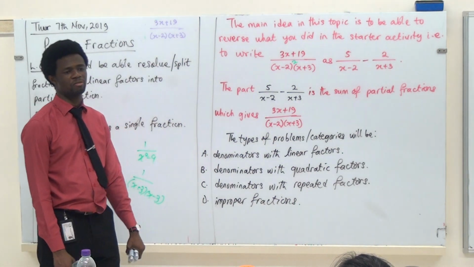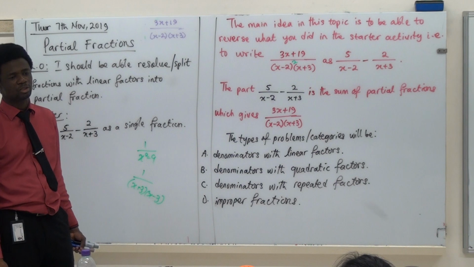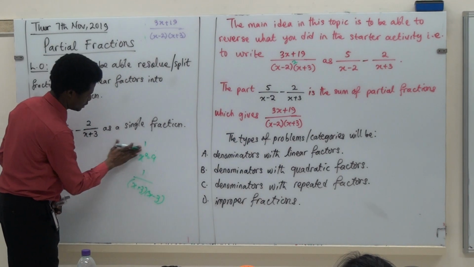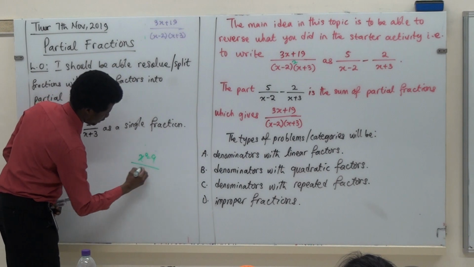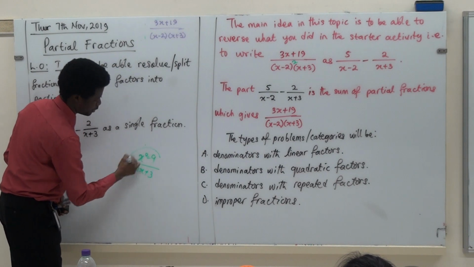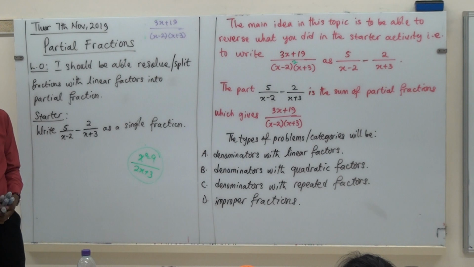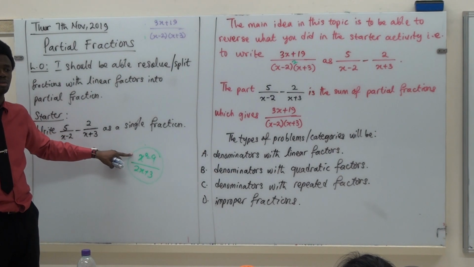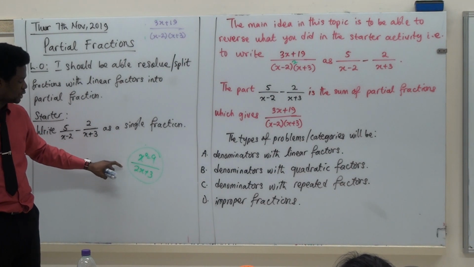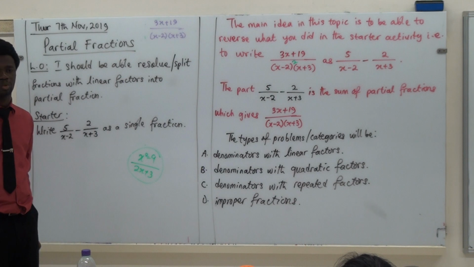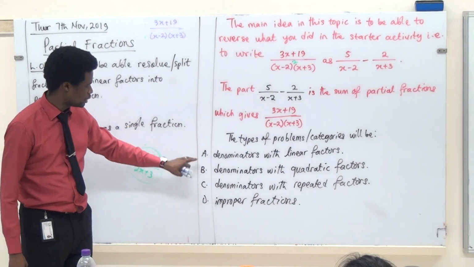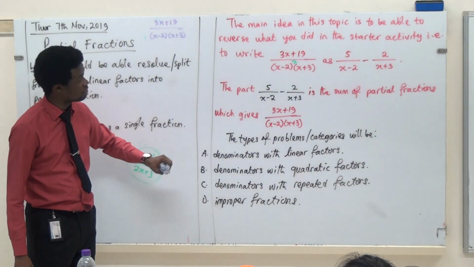Then we'll deal with improper fractions. An improper fraction is when you have quadratic divided by linear, like x squared plus 9 divided by 2x plus 3. This is an improper fraction. Because the degree here is what? What's the degree of x here? And the degree here is? That's what makes it improper. So these are the 4 cases we will deal with. I will only introduce you to the first one, and in 5 minutes we'll wrap it up.